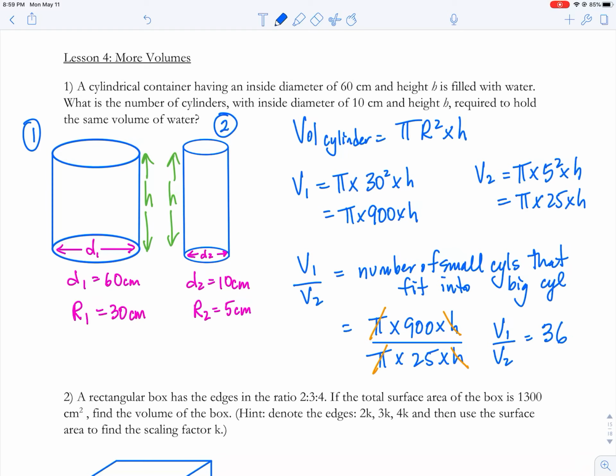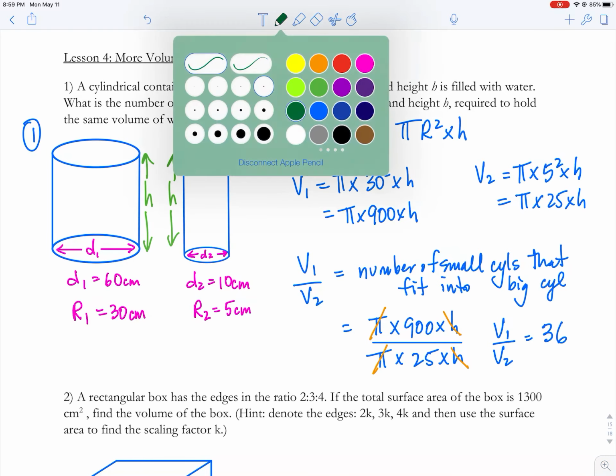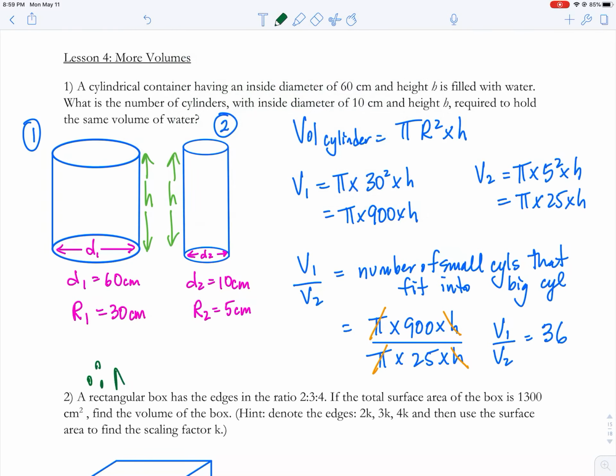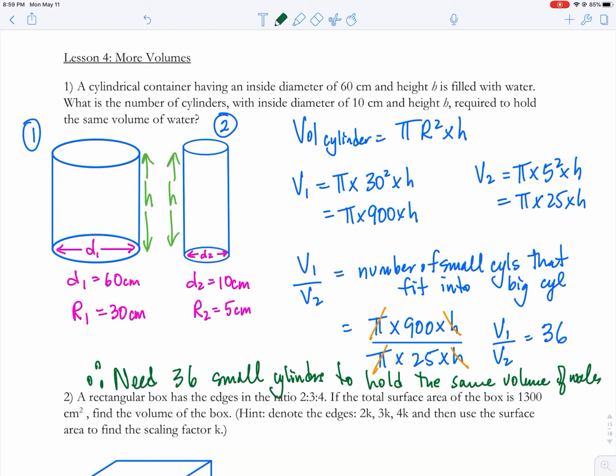So our final answer would be 36 small cylinders would be required to hold the same volume. And if I wrote that out, therefore need 36 small cylinders to hold the same volume of water.